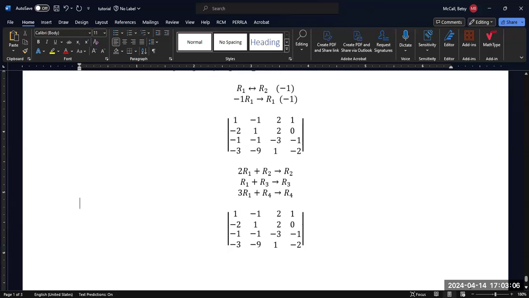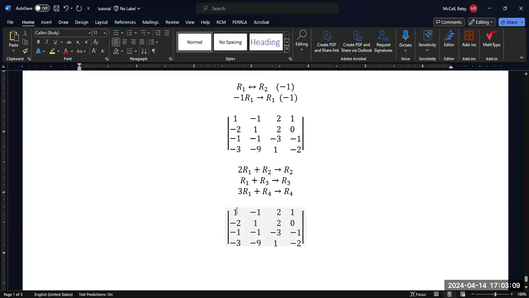All right, so 2 times 1 is 2, plus minus 2 is 0. And then 2 times negative 1 is negative 2, plus 1 is going to be negative 1. And then 2 times 2 is 4, plus 2 is 6. And 2 times 1 is 2, plus 0 is 2. Now, row 1 plus row 3, 1 and minus 1 is 0. Negative 1 and negative 1 is negative 2. 2 and negative 3 is negative 1. 1 and negative 1 is 0.